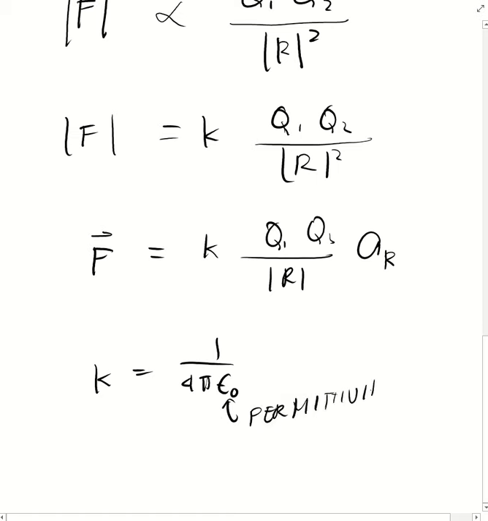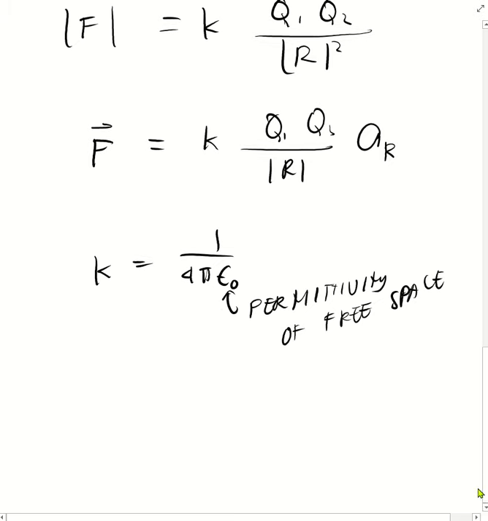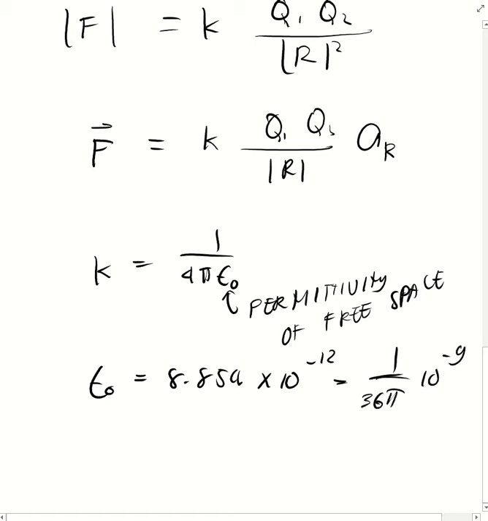Permittivity of free space. And this is constant, and the value for this one is epsilon naught equal to 8.854 times 10 to the negative 12, or this is around 1 over 36 pi times 10 to the negative 9. And the unit for this is not unitless.